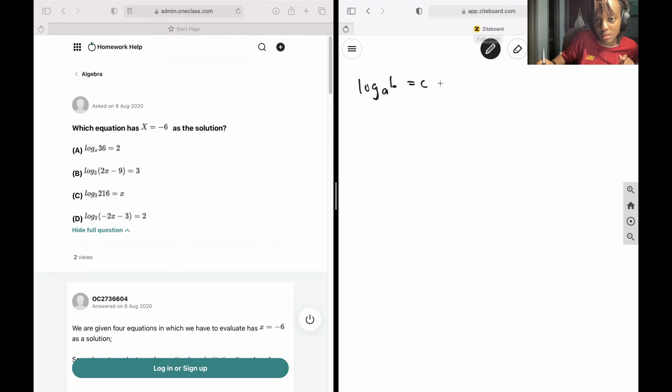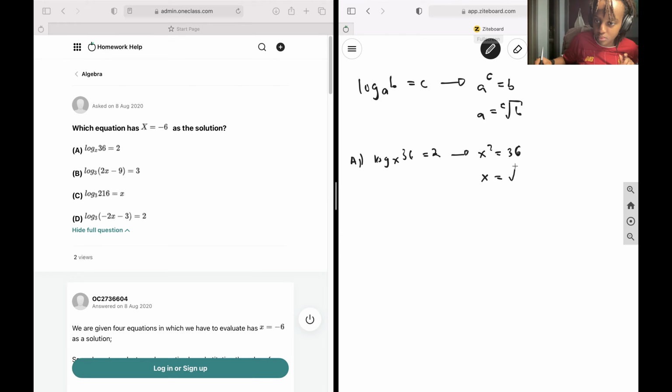So log base x of 36 equals 2 can be expressed as x squared is equal to 36, which means x is equal to the square root of 36, which is positive or negative 6. But if we put in a negative base, the function would be undefined. So the only x that would be allowed here would be x is equal to +6. And so this is not the answer to our question. Let's try B.